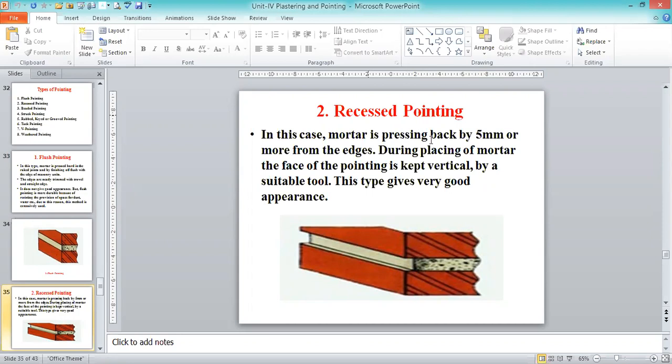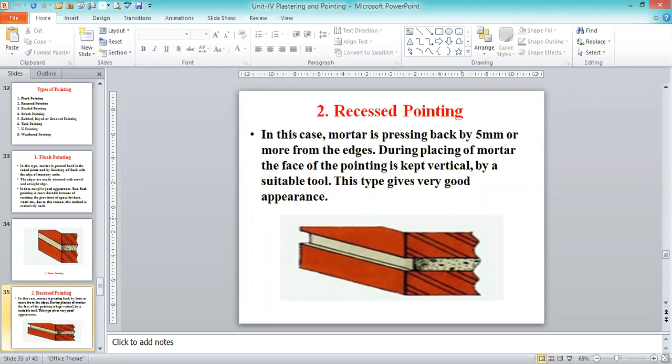In this case, the mortar is pressed back by 5 mm. The gap on one edge is 5 mm or more from the edges. During placing of the mortar, the face of the pointing is kept vertical. We always check the vertical face with a plumb bob or a suitable tool. This type gives a very good appearance. Because we leave some space, from an architectural point of view it looks very good, instead of starting from the edge itself. So for the aesthetical or architectural appearance, the pointing work done away from the edges is known as recessed pointing.